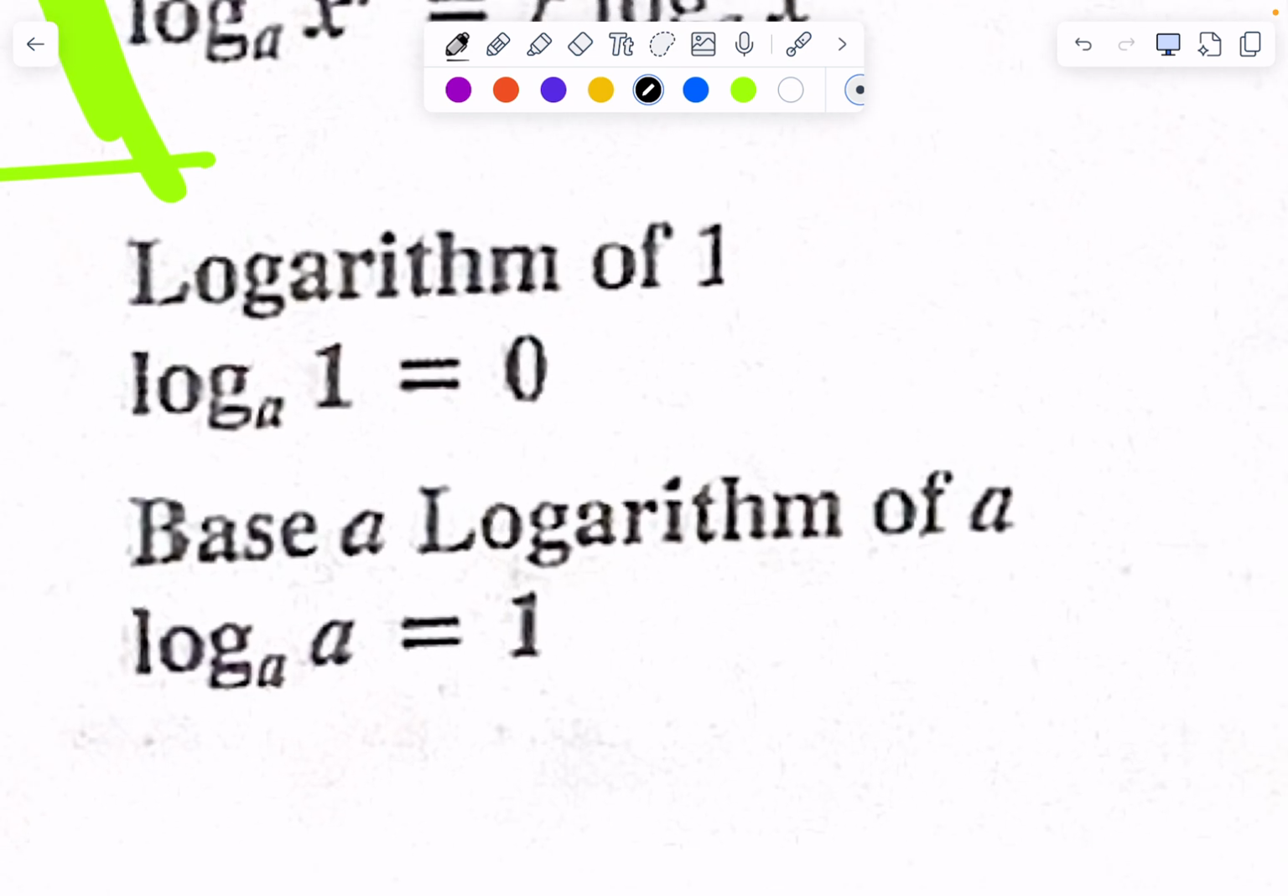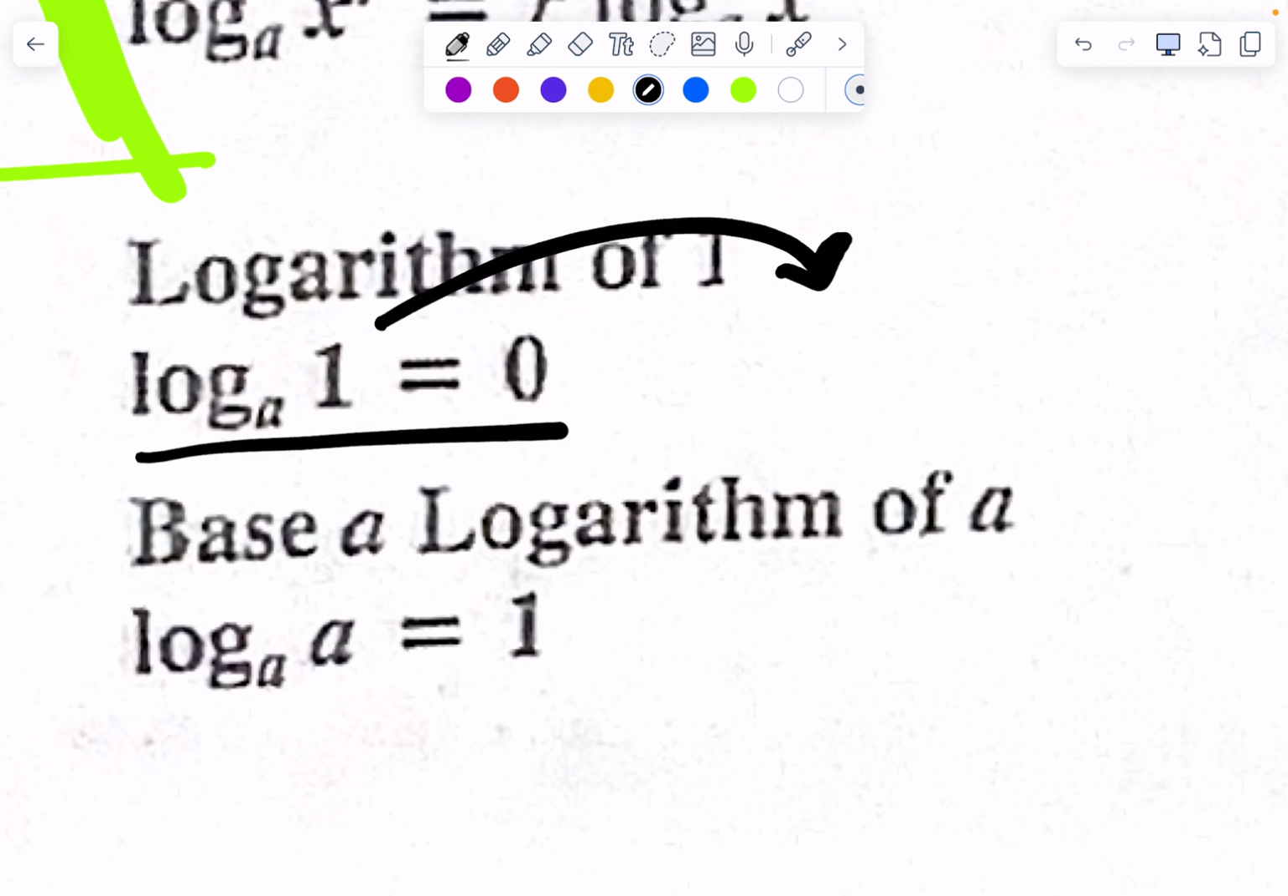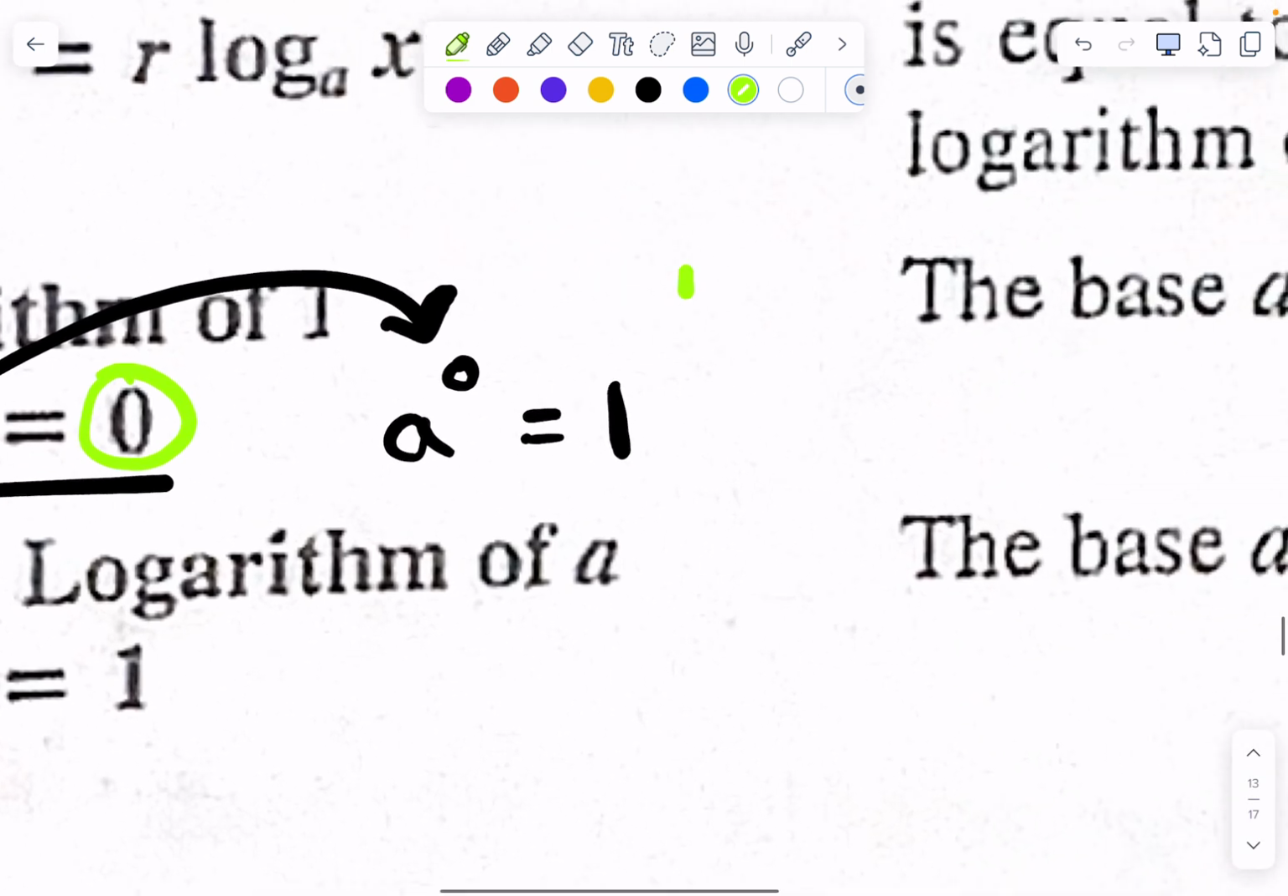Okay, so let's talk about this one. Let's say I try to switch it to an exponential function. This would say a to the 0 power equals 1. Anything to the 0 power is 1. So if I put a number in here, this could be any number I want it to be, as long as this is 1, this will always be 0, because anything to the 0 power is 1.